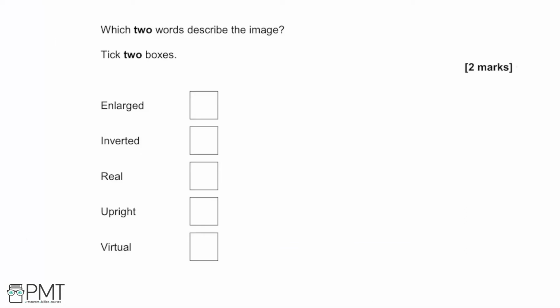So then in this part of the question, we're asked which 2 words describe the image. So it's important here to make sure we tick 2 boxes so we get both of the marks, and then just to remember that we're talking about the image as opposed to the object. It's quite easy to get confused between the two.